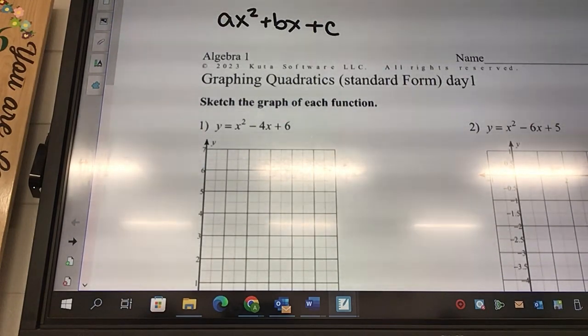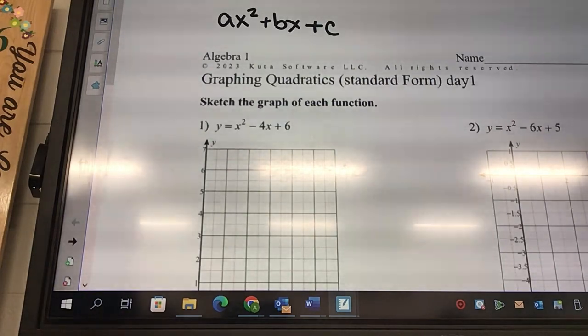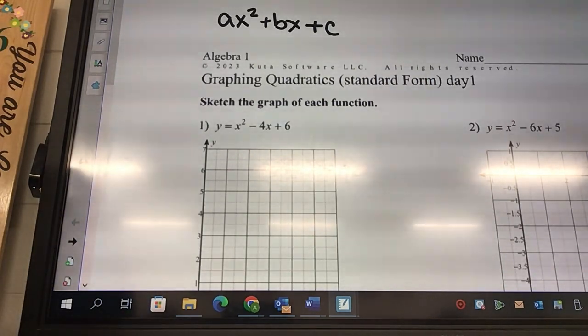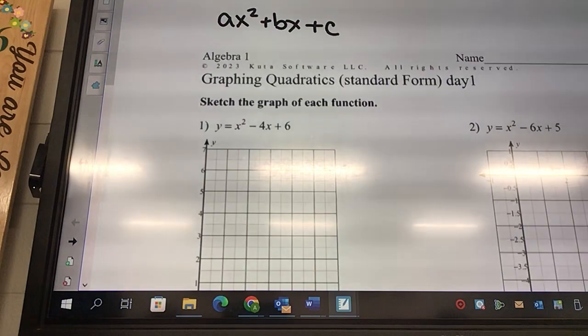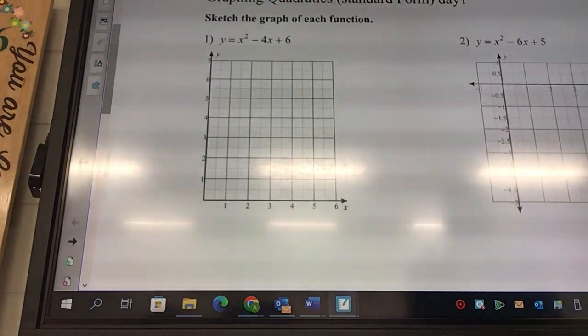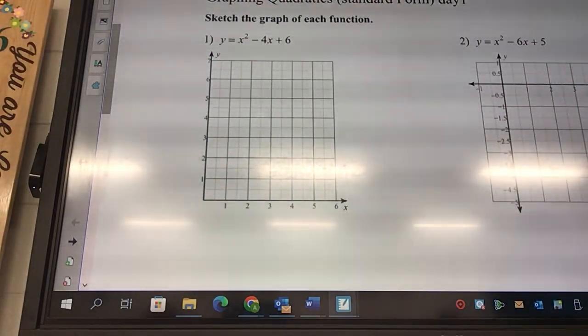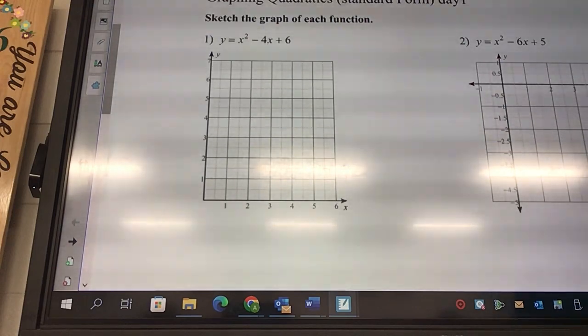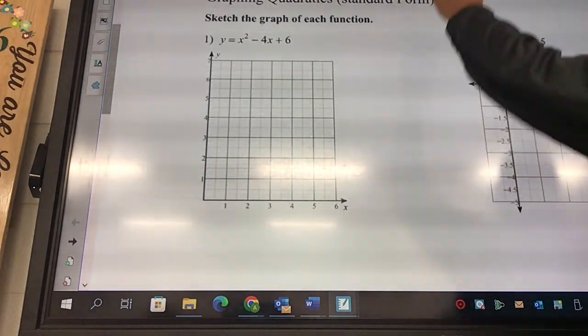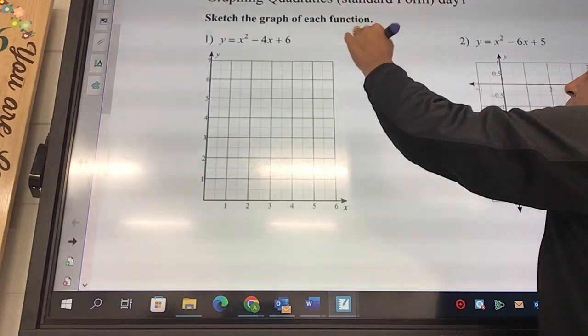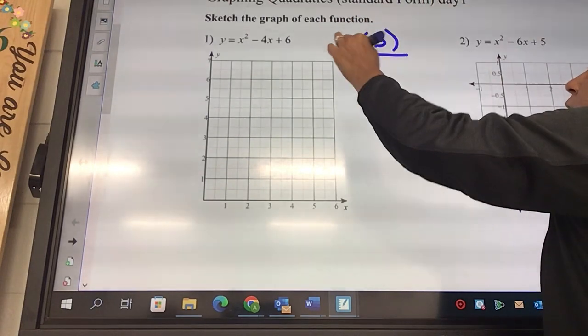My suggestion today is to type it in. After that, it's pretty easy. If you're not typing, you're not going to know what you're doing. In order to graph these, you need to find the vertex first, because that's always the first point we plot, and everything else is based upon the vertex. There's a formula to find the vertex: negative b over 2a.